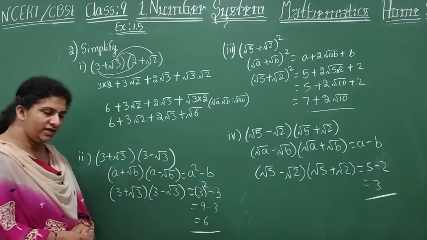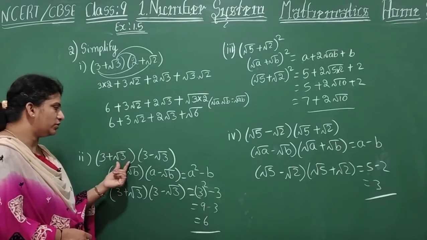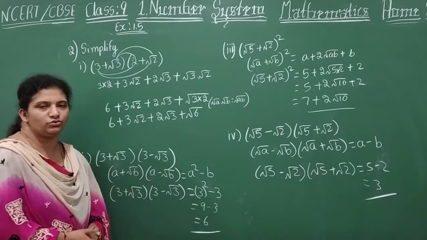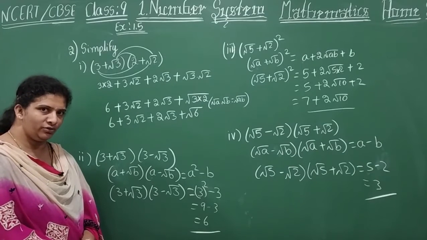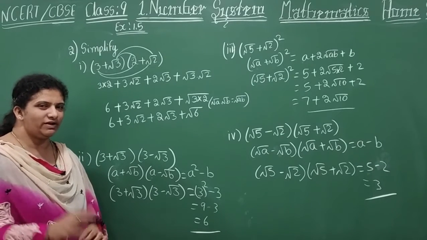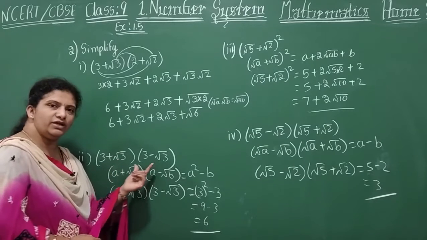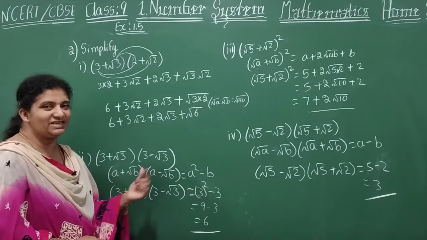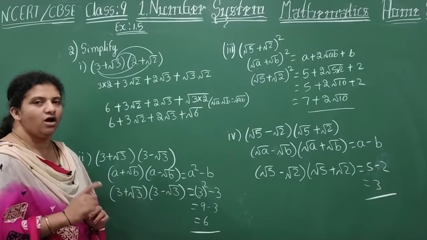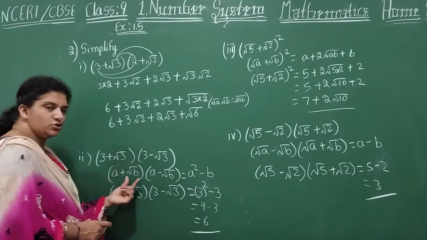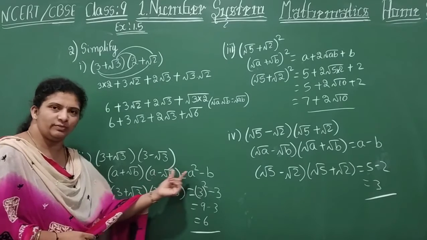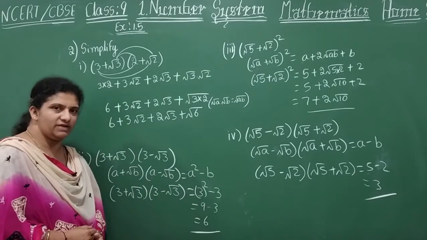Go to the second one here. 3 plus root 3 into 3 minus root 3. Again, which identity you remember? Oh yes, you might be remembering two identities. What are those, children? A plus B into A minus B, A square minus B square. Or A plus root B into A minus root B is equal to A square minus B.